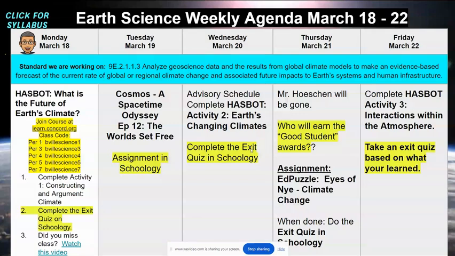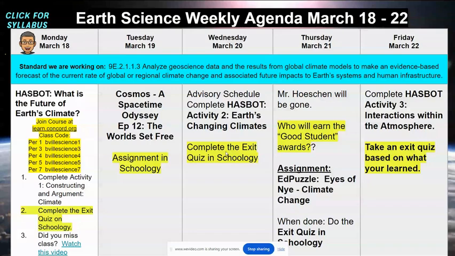Our assignment for Wednesday, March 20th. As you can see here, for the advisory schedule, we're doing HASBOT Activity 2, which is a longer activity. And when you're done, there's an exit quiz in Schoology.